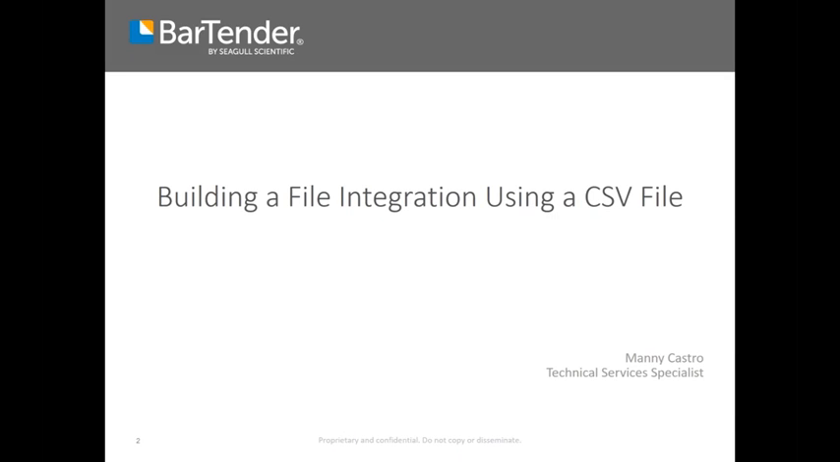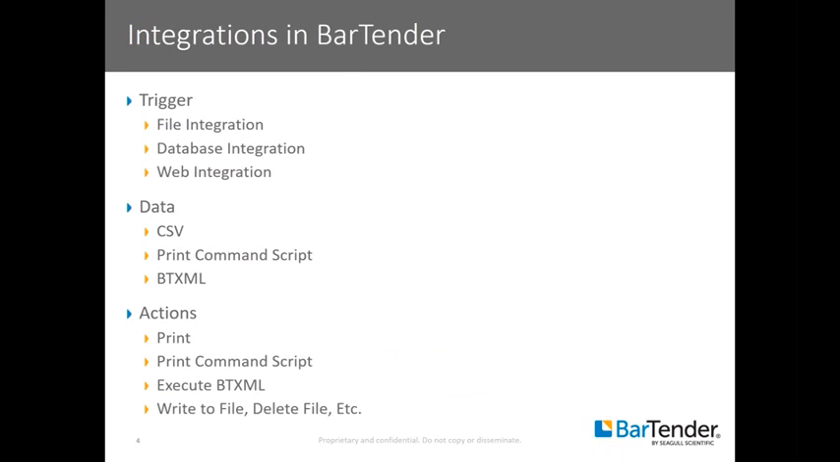Before we begin discussing the specific integration we'll be building today, let's quickly cover three of the main components that make up your integration. At this point, your label is designed and you're ready to integrate with your system or other software. The three things to take into account are the trigger, the data, and the actions that will be executed. The trigger is going to be what is initially triggering the integration to occur. It is essentially what we're waiting for to execute what has been programmed into your integration. Some samples of this are file, database, or web integrations, or web triggers, I should say.